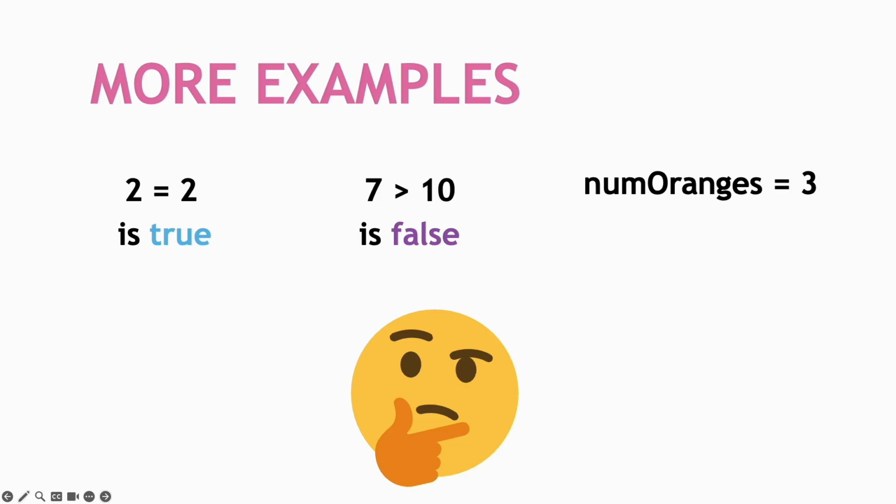Let's take a look at these two statements now. Number of oranges equals 3. Okay, let's say this is true. Can this statement also be true? Number of oranges is greater than 1? Yes, it is true. If number of oranges equals 3, the number of oranges is also greater than 1 because 3 is greater than 1.